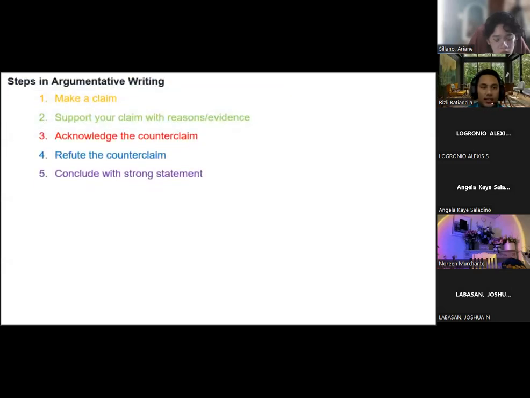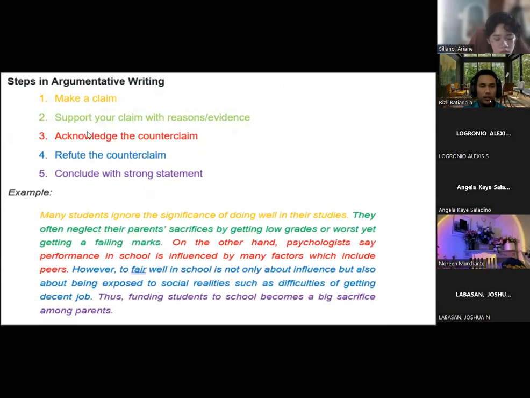Next, meron din tayo para sa argumentative writing, no, a shortened style of writing an argumentative writing or an argumentation. So first, ganun pa din, it's color coding. So sa first daw sa argumentative writing is to make a claim. Okay, so dapat meron muna tayong claim. What was our assertion? Okay, so in this time, many students ignore the significance of doing well in their studies. Okay, so that is the writer's assertion.